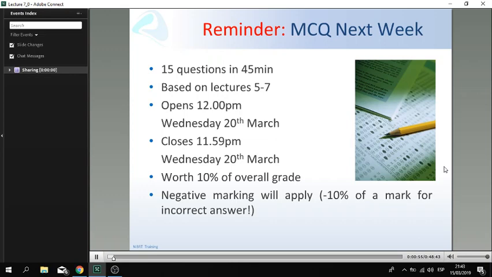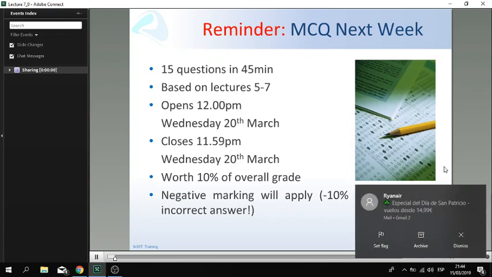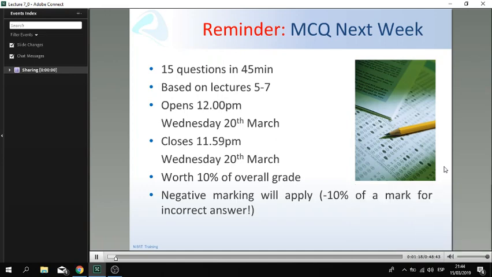And just like last time, it will open at 12 p.m. and it will close at midnight. So it's going to be next Wednesday, 20th of March. And just like the last MCQ, it's going to be worth 10% of your overall grade. And again, negative marking will apply, so minus 10% for incorrect answers, just to make it a little bit more challenging because it is an open book. So you can use whatever you want while you're doing this exam.